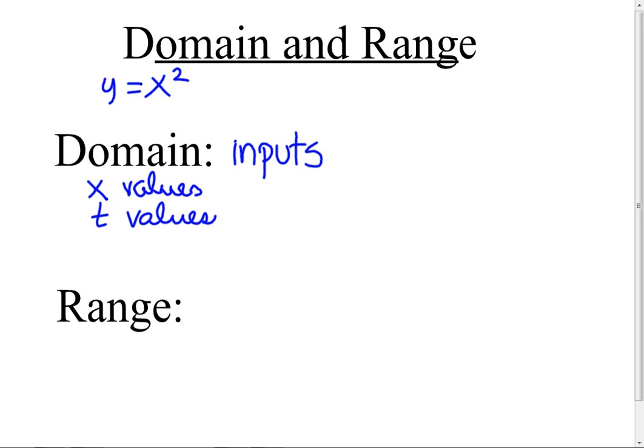And what did you say the range was, Henry? Outputs. Generally speaking, we call it the y. But if you're talking about velocity, it might be your velocity. It might be your position. These should sound familiar from science class.